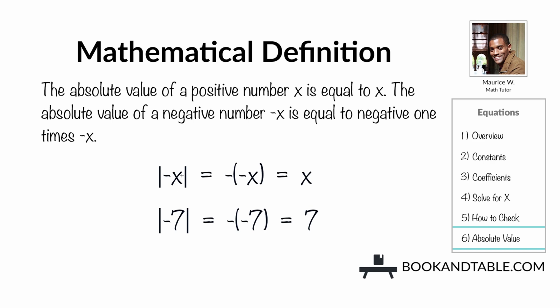So if you have the absolute value of negative x, that's equal to negative 1 times negative x, which would then give the positive representation of this term. If we replace x with an actual number 7, the absolute value of negative 7 is equal to negative 1 times negative 7, which would be equal to 7. All right, so remember, the absolute value is always going to be positive because it represents the distance away from 0 on the number line. Okay, this is just a reminder of how to turn a negative term into the value that it represents. And that value is always going to be positive.